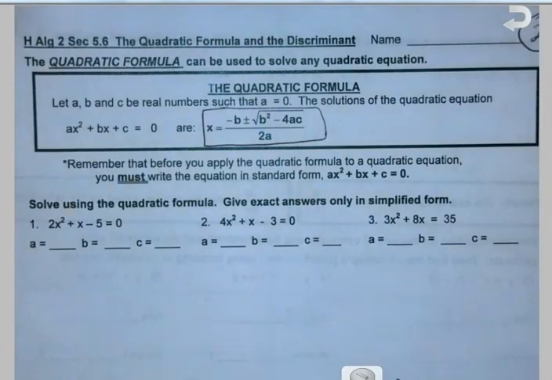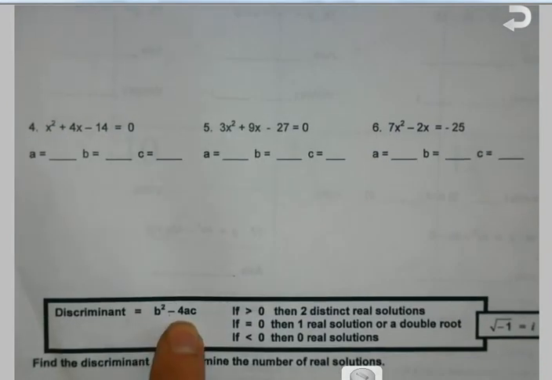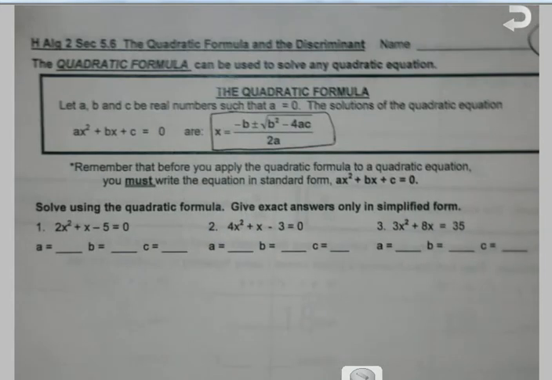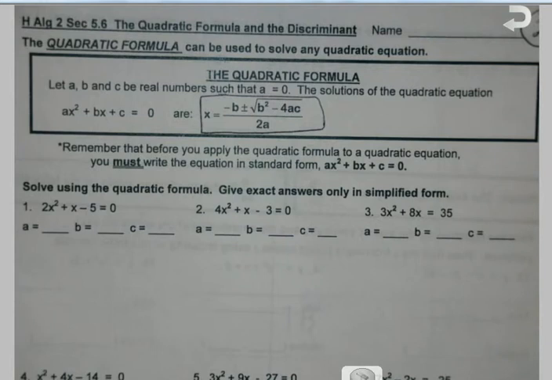The rest of it, this b squared minus 4ac, is going to be something we talk about in detail in a moment, which is called the discriminant, which is how we figure out how many solutions there are to the quadratic we're working with. So it kind of helps you to remember what that's going to be, because you do need to have that drilled in here when we get into the tests and quizzes and things like that.